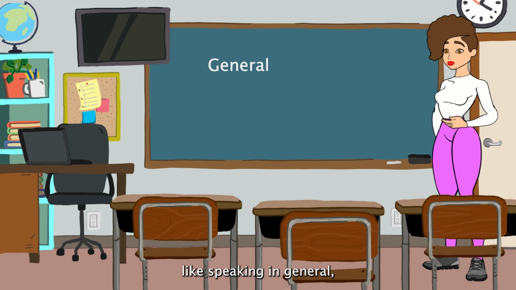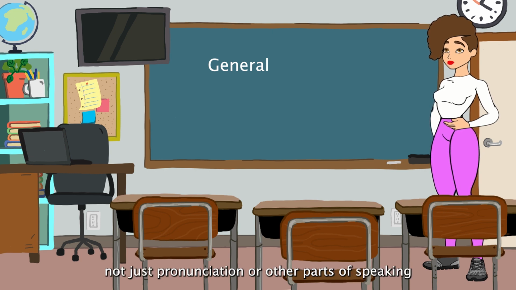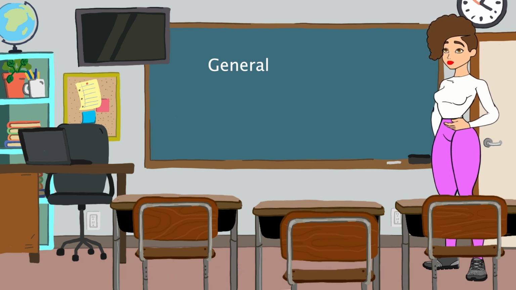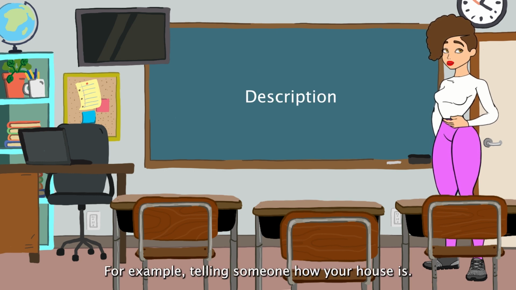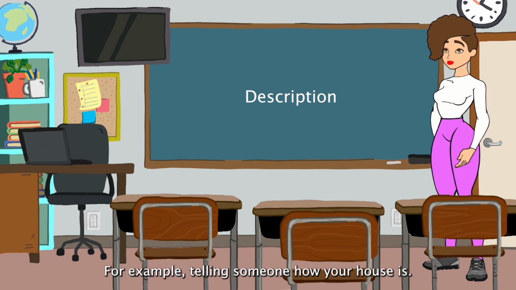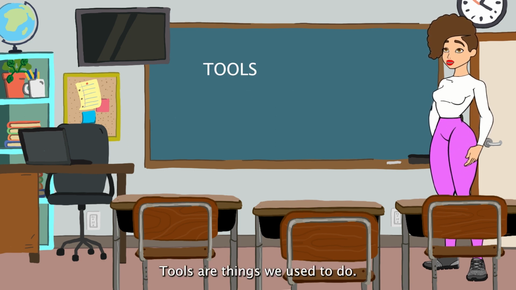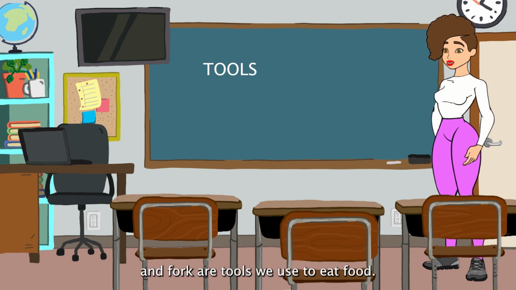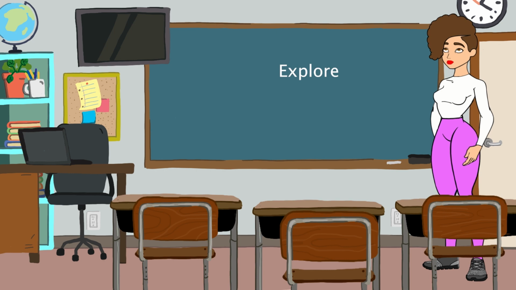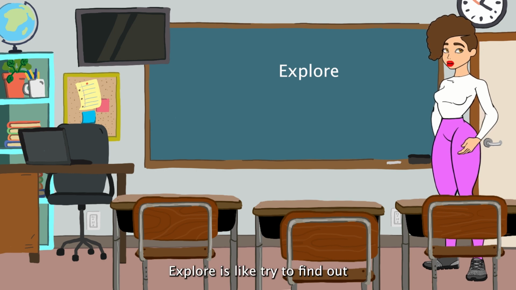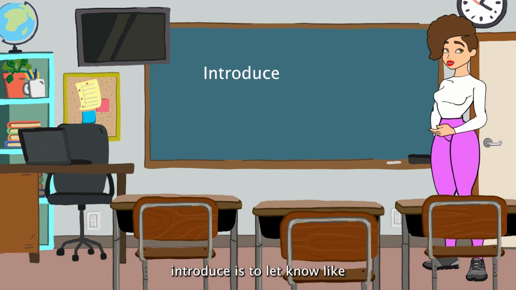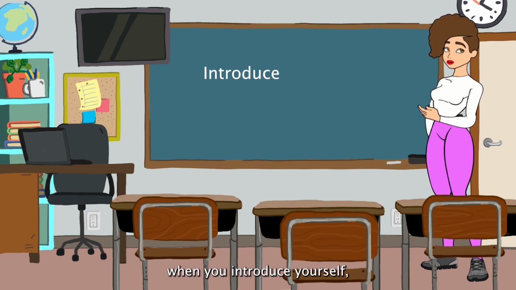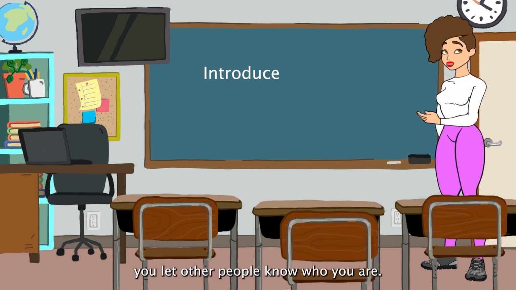Like speaking in general, not just pronunciation or other parts of speaking. Description is telling how something is, for example, telling someone how your house is. Tools are things we use to do something, like spoon and fork, are tools we use to eat food. Explore is like try to find out. Elements are parts. Introduce is to let know, like when you introduce yourself, you let other people know who you are.